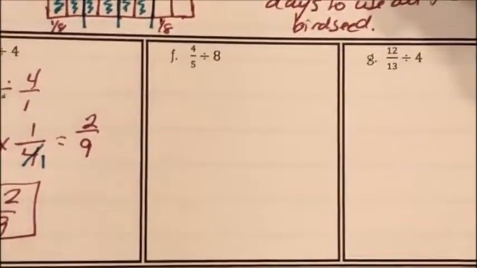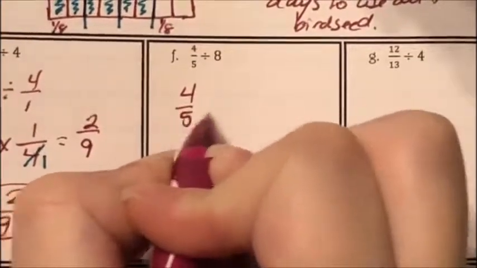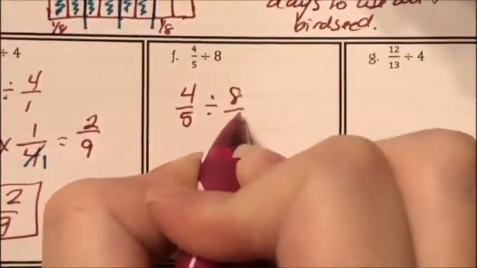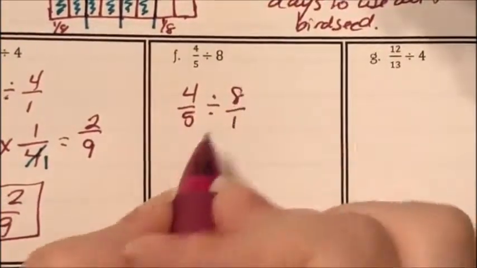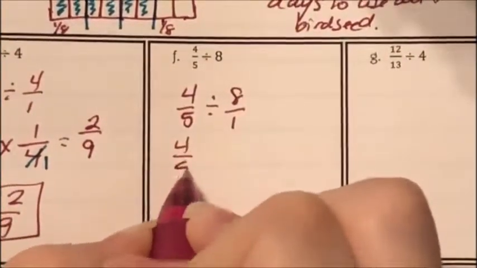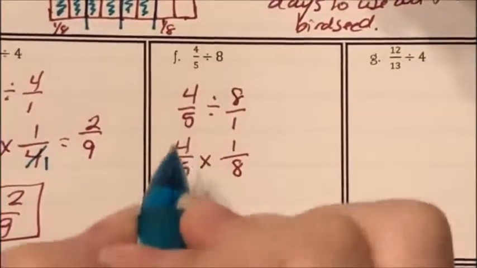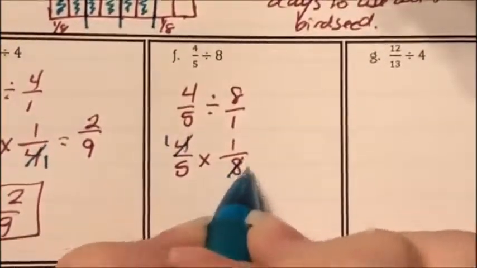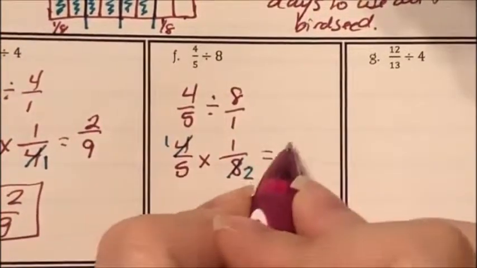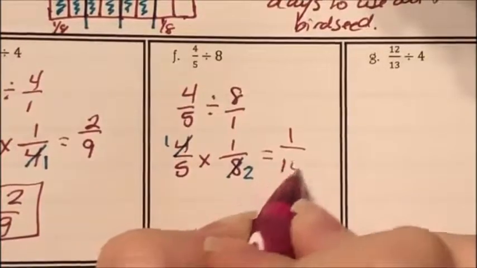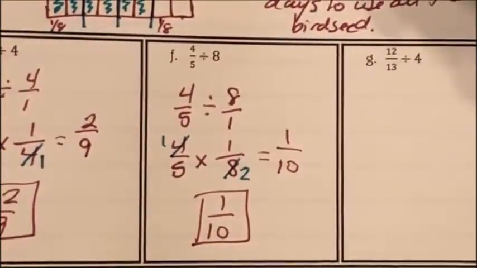Letter F is 4/5 divided by 8. So 4/5 divided by 8 over 1. Keep my first, change my sign, flip my second number. 4 becomes 1, 8 becomes 2. Multiply straight across. 1 times 1 is 1. 5 times 2 is 10. So 1/10.